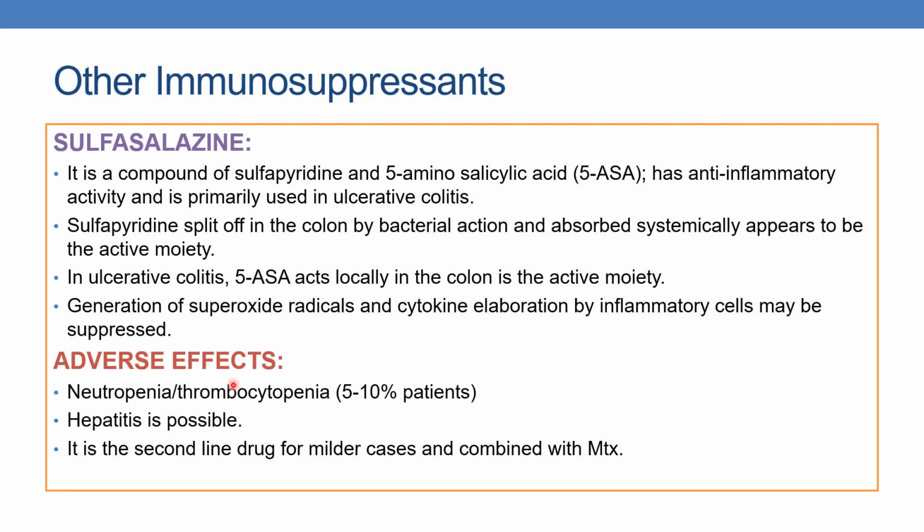Coming to the adverse effects, neutropenia and thrombocytopenia occur in 5 to 10% of the patients. Hepatitis may be possible and it is a second line of drug for milder cases and can be combined with methotrexate. As it causes neutropenia or thrombocytopenia, constant monitoring of blood count is essential.